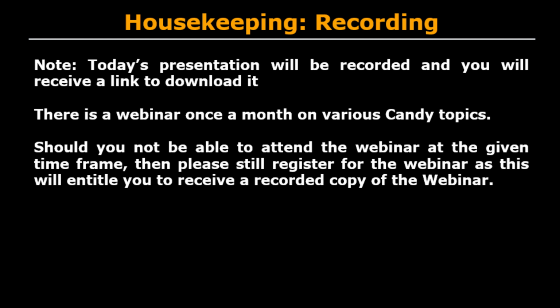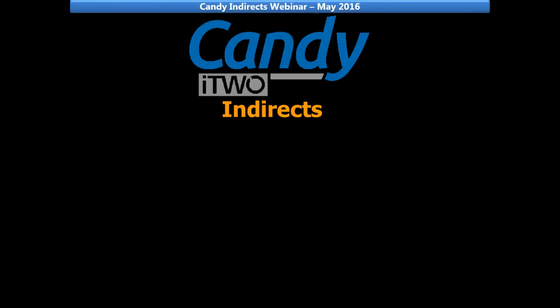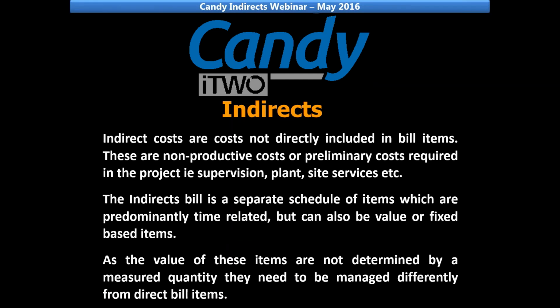Let's get started. Indirects. Indirect costs are costs not directly included in bill items. These are non-productive costs or preliminary costs required in the project, i.e. supervision, plant, site services, etc.